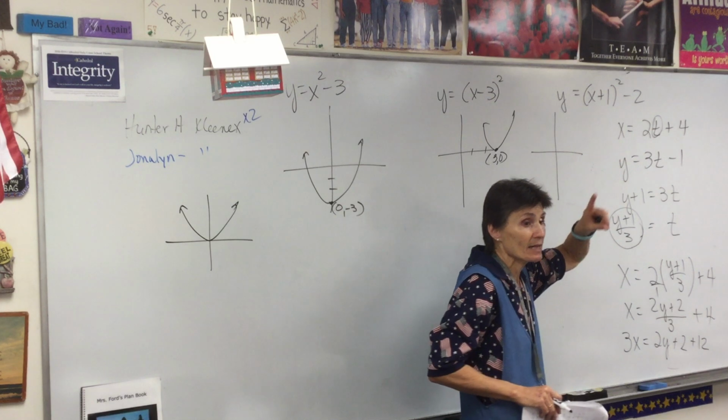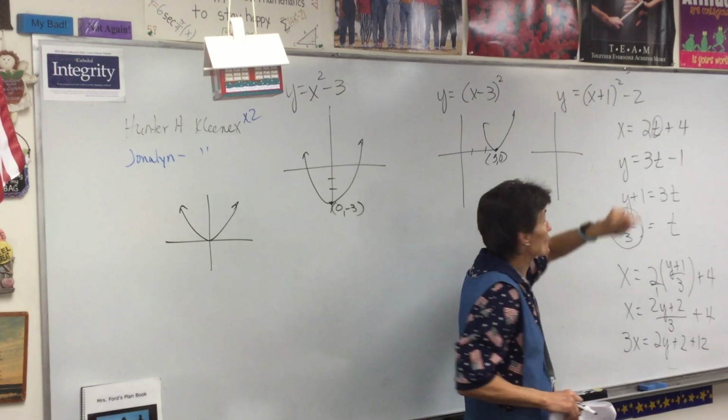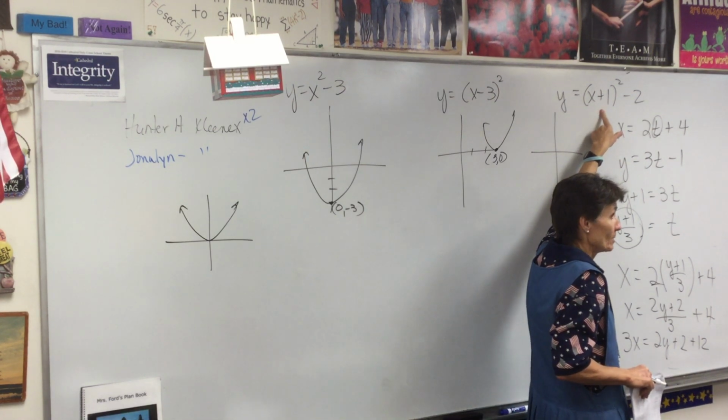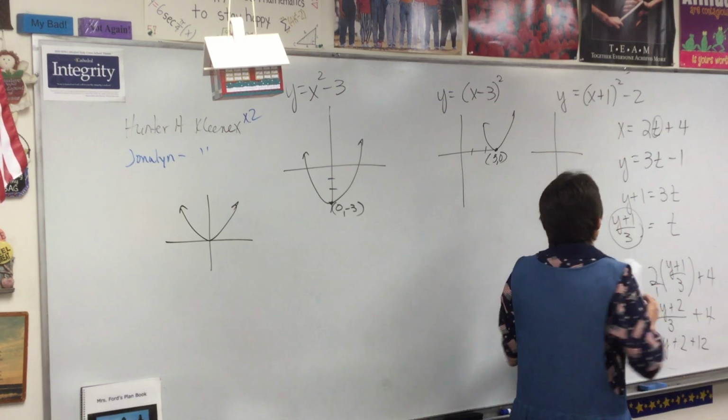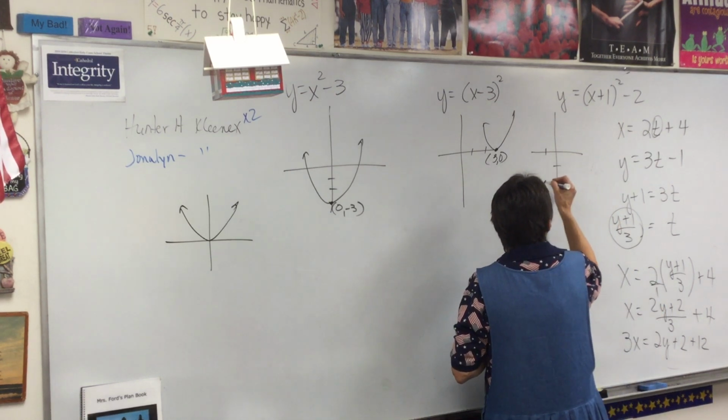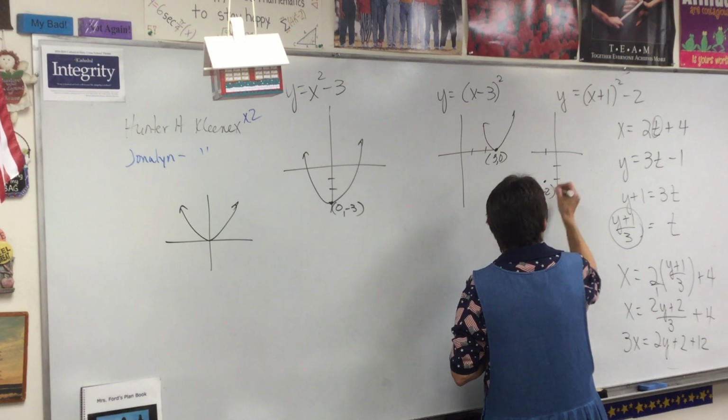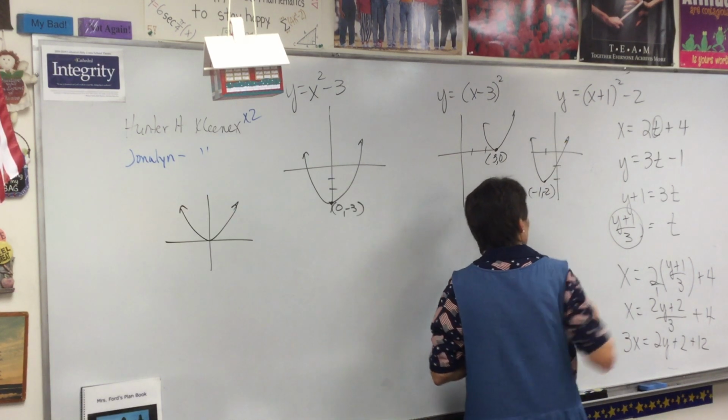What happened here? I did 2 things. Left 1, down 2. So it's going left 1 and down 2. I have that parabola.